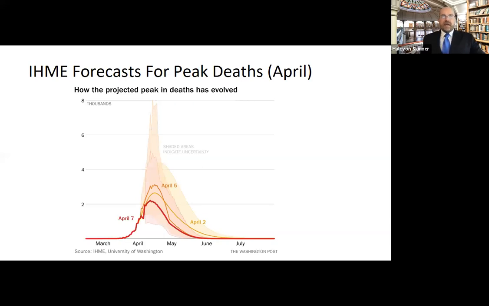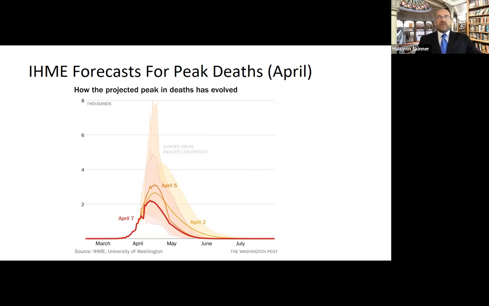Here's a look at, this is from the Washington Post, of a series of forecasts for the peak of the deaths of COVID-19 back in April that came out of the IHME model. And you can see that over time, as the model was updated, the peak had a slight shift in the date of application of the peak, but also a pretty large shift in the magnitude of the expected number of deaths.